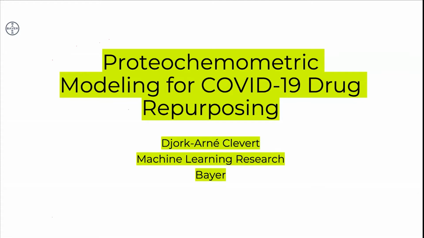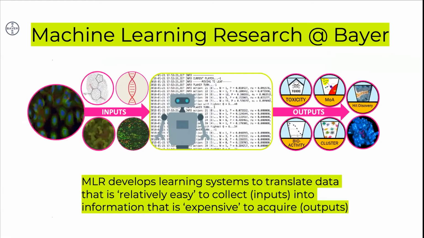So I will talk a little bit about proteochemometric modeling for COVID-19 drug repositioning. But I cannot start without giving a small slide about what we are doing in machine learning research at Bayer. When we started this department, our main idea was to build a group that develops machine learning algorithms or intelligent systems that allow us to transfer information that can be obtained on a large scale from high throughput data into an output or an insight that is typically very expensive.